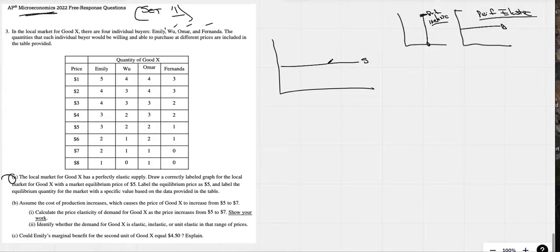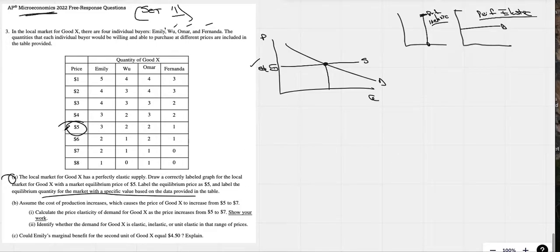So we know our supply curve is perfectly elastic. Our demand curve is just a normal demand curve, downward sloping. Let's do price and quantity here. At the market equilibrium price of $5, so I know that's got to be the price right there, and that's the quantity. Labeled equilibrium price at 5, check. And labeled equilibrium quantity for the market with a specific value based on the table.